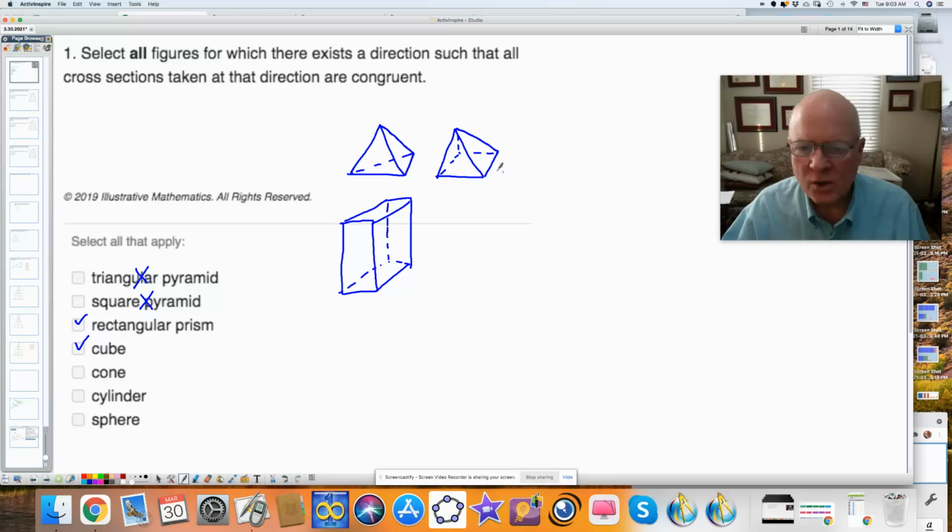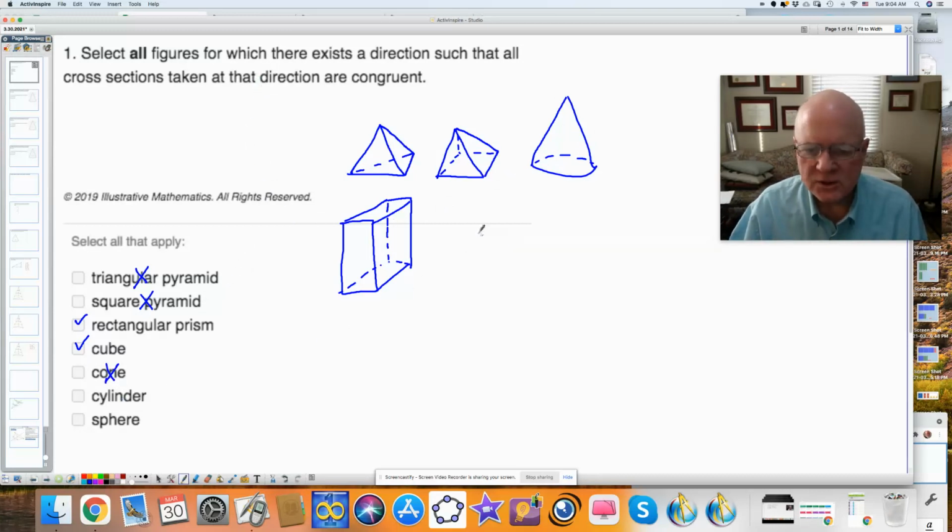A cone would be more like these over here. If I have my circle and it goes up to a point, even if you did this straight up and down, it's always going to be different. I think that this one might have two that are the same, but they're not all going to be the same in the same direction. So this would not work.